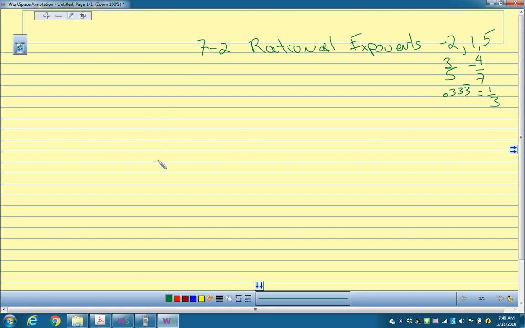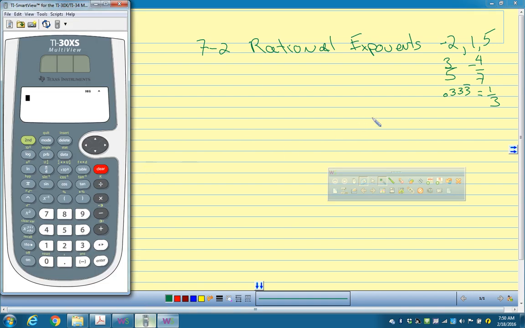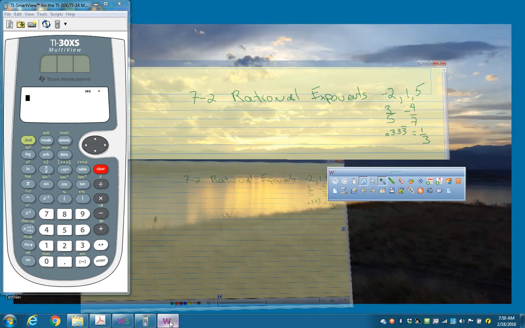Well, it turns out you can express roots as rational exponents. So for instance, I'm going to grab my calculator here, and am I recording? I'm recording, right? I never know if I'm recording or not. Well, where'd it go?